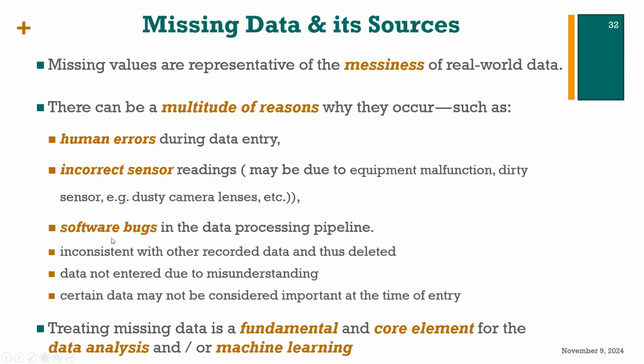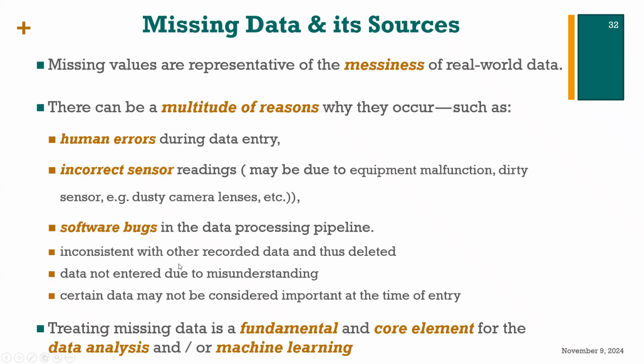Sometimes it could also be due to software bugs in the data processing pipeline. Sometimes people set up a data processing pipeline from one stage to another stage. So there could be a software bug that happens as the data comes from point A before getting to point B, and the data got missing. So this is a possibility.